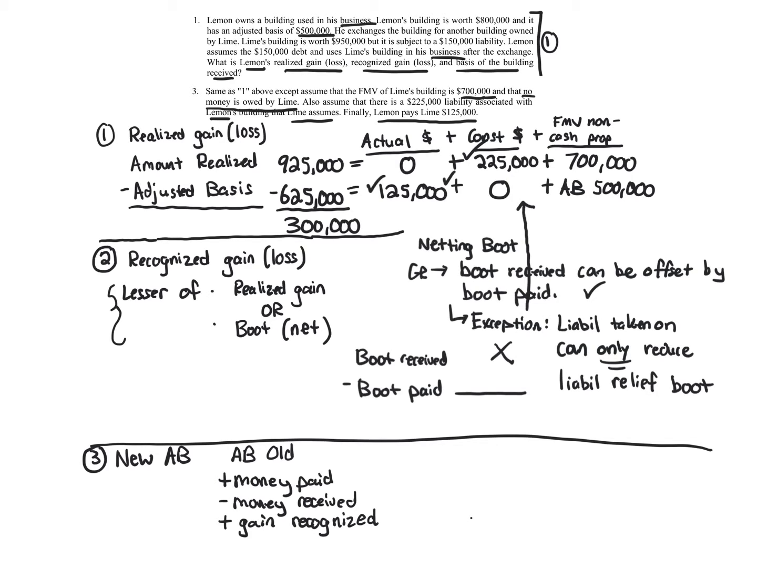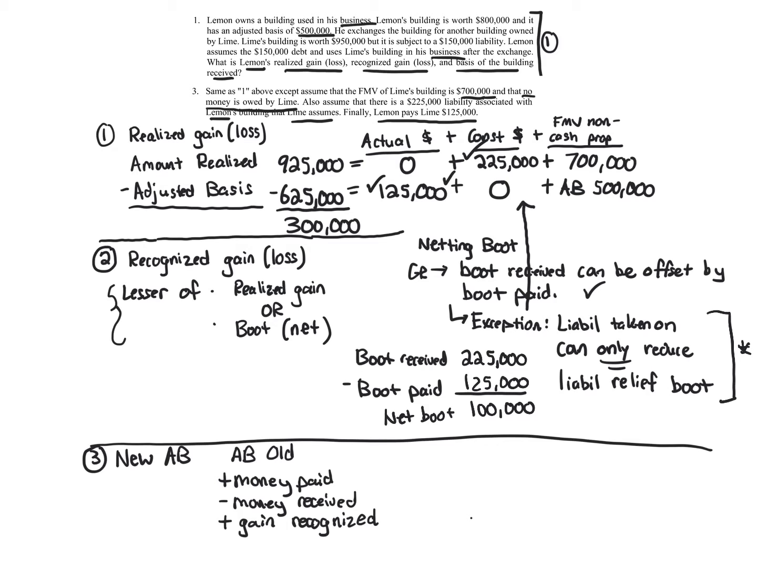I'll erase this X here because I don't want to confuse you, although that still does apply to that previous concept. So the boot received here, there's only one item of boot. It's the liability relief of $225,000. Minus boot paid, there's actual cash boot paid of $125,000. We've got net boot of $100,000. This one isn't too bad. When you got the special rule that applies, the exception, that's when things get a little interesting. And we'll see an example later on of that. So keep watching the later problems and you'll see that.